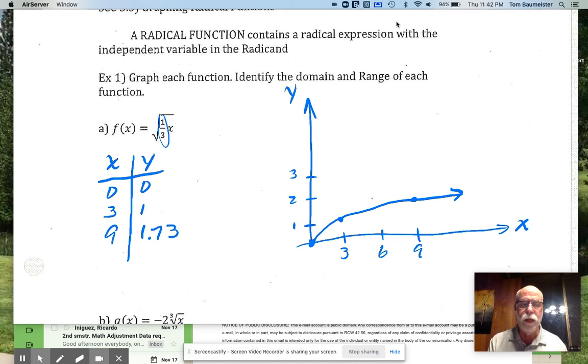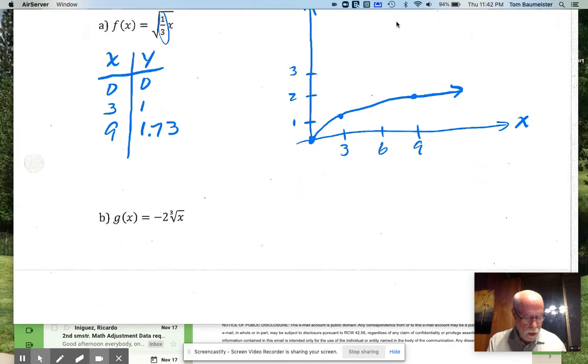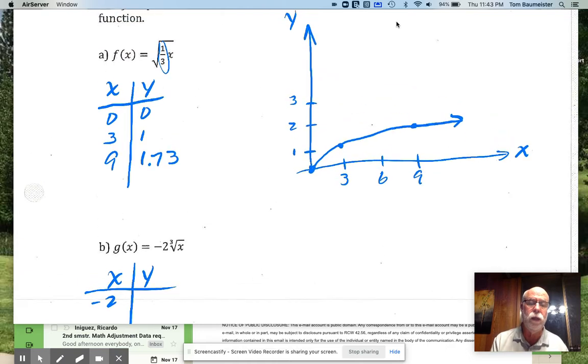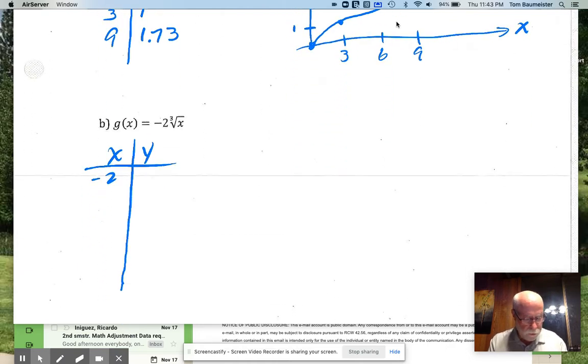So again, just make a t-table, or you can even put it in your calculator and see. Okay. The second one is g of x is equal to -2 times the cubed root of x. So again, I don't know why I didn't put graphs on this one. I'll have to go and see. But again, on this one here, it made sense to just use 0, 3, and 9. All right, when you're not sure, go ahead and still do -2, -1, 0, 1, and 2.